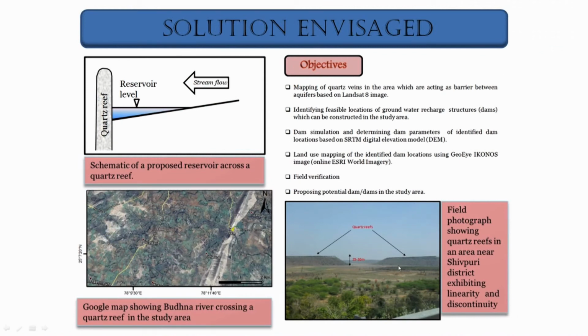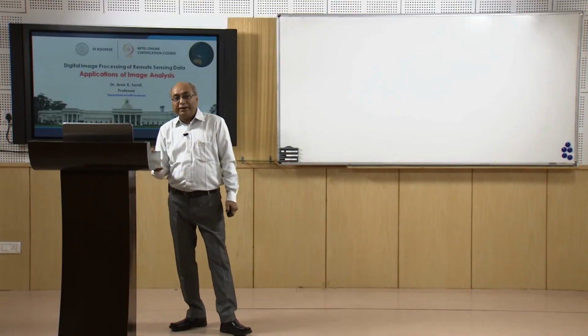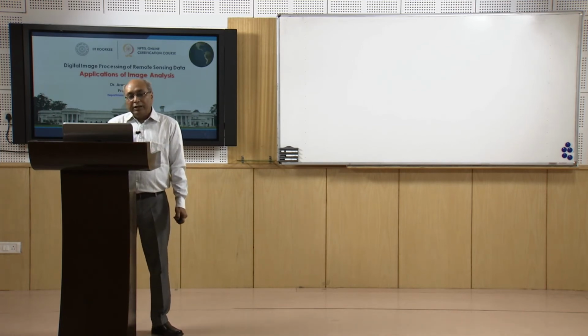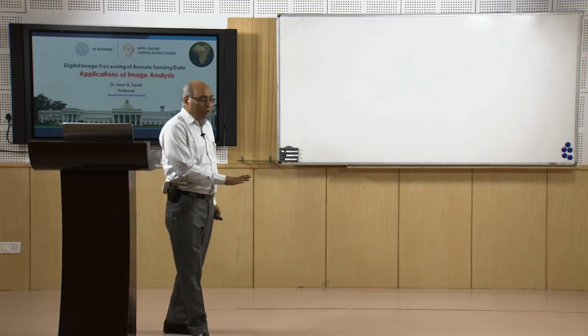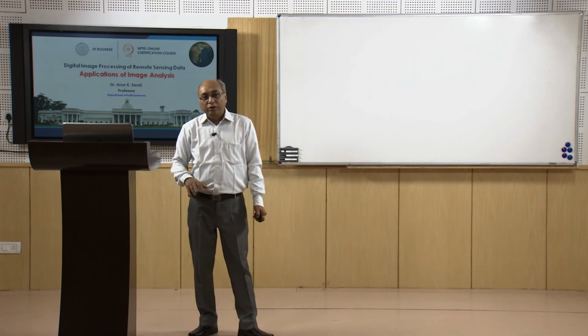And this is the ground photograph, a field photograph, where you are seeing that quartz reefs have a height of about 25 to 30 meters. Therefore, these quartz reefs can serve as a dam axis. These are nothing but groundwater barriers. We want to stop the water from flowing across these, so that we can reduce the surface runoff, hold water for some time, delay the flow, and ultimately recharge the groundwater. It may recharge in the downstream area, in the vicinity, or upstream of the area.